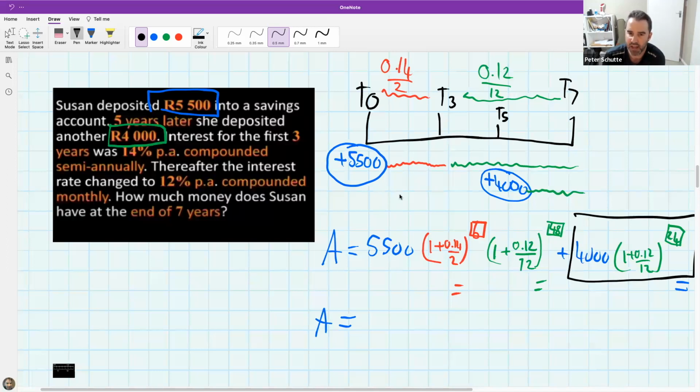Now, the other bit goes through the same timeline, but it has a different journey because it has to cover the first 3 years of growing first, and then it grows for 4 more years.